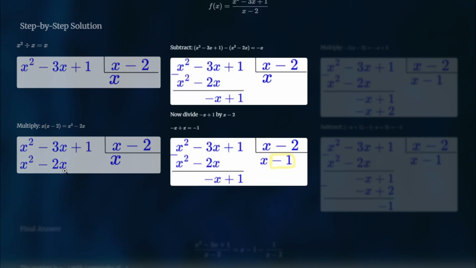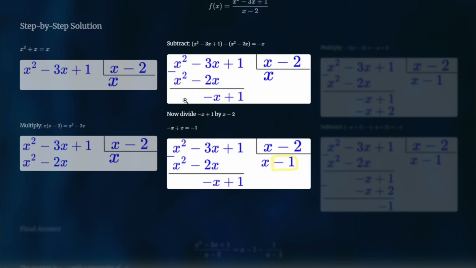Now we need to subtract. x squared minus x squared is 0. Negative 3x minus negative 2x is negative x. And we'll bring down the 1. So we'll have negative x plus 1. Now we'll do it all over again.